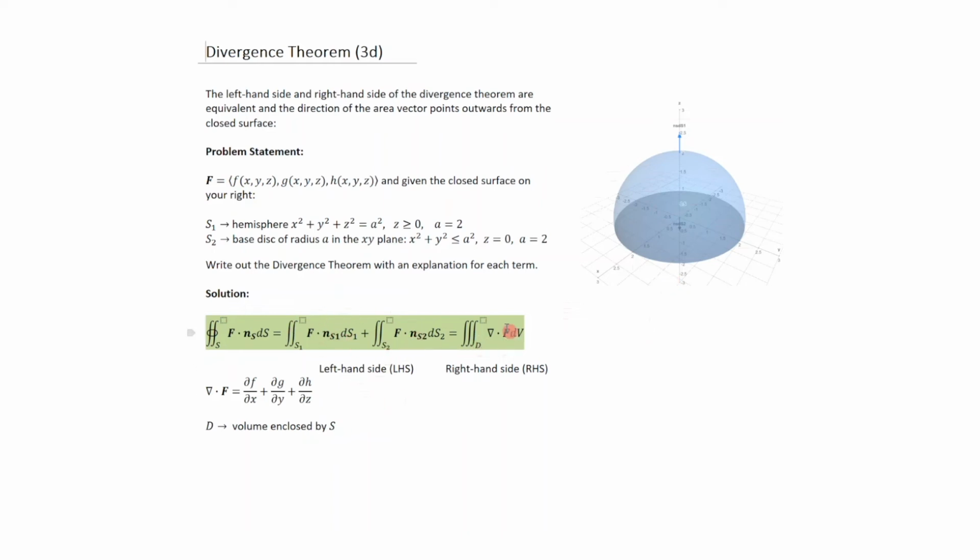And the right-hand side would essentially be to take the divergence of the vector field, which is a scalar function, and integrate over the volume enclosed by this exterior surface. Again, the divergence operator would provide you with this result, which is a scalar function. So these are the key points in terms of understanding what the divergence theorem is.